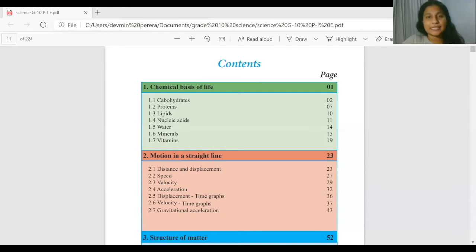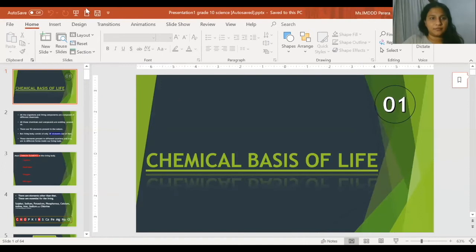So I hope you all can see my screen. Today I'm going to do the first lesson of your syllabus, the chemical basis of life, and carbohydrates, proteins, lipids, and nucleic acids. I thought of doing only up to nucleic acids because it is too long to do up to vitamins. So yeah, let's go through the presentation. I made y'all a presentation. This is it.